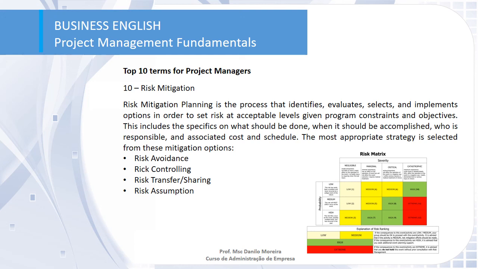And the last concept is related to risk management, which is risk mitigation. The risk mitigation process, or risk mitigation planning, is the process that identifies, evaluates, selects, and implements options in order to set risk at acceptable levels, given program constraints and objectives. In other words, it is how you are going to eliminate or minimize the impacts of risks. Okay? Here you can set a risk matrix. You can see that it is really visual because we need to identify easily the main probabilities, the main risks of something bad happening to our project.